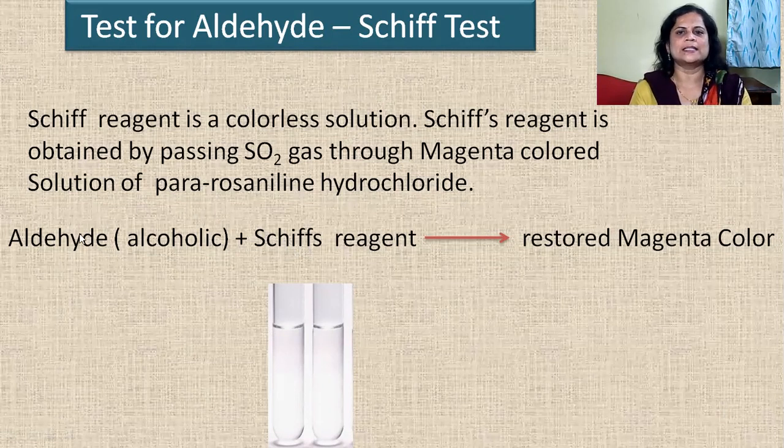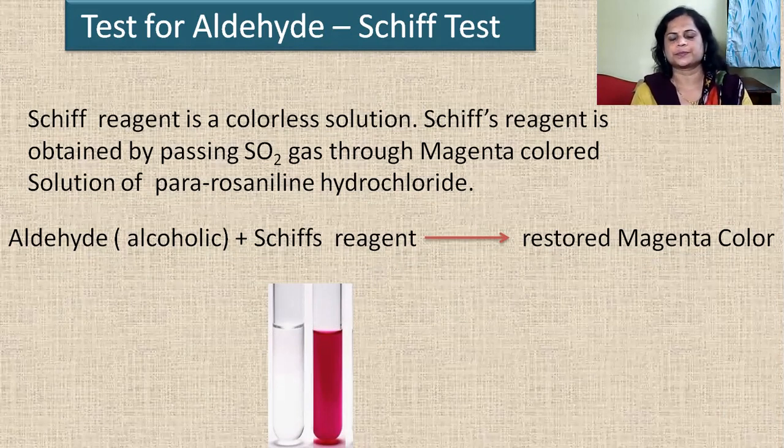Now when we add Schiff's reagent to an aldehyde, what is the observation? The magenta color is restored. Observe the test tube here, which contains Schiff's reagent, and we introduce the aldehyde. Now see what we get here: a magenta color solution. The formation of magenta color from the colorless Schiff's reagent indicates the presence of the aldehyde group. This is the Schiff's test.